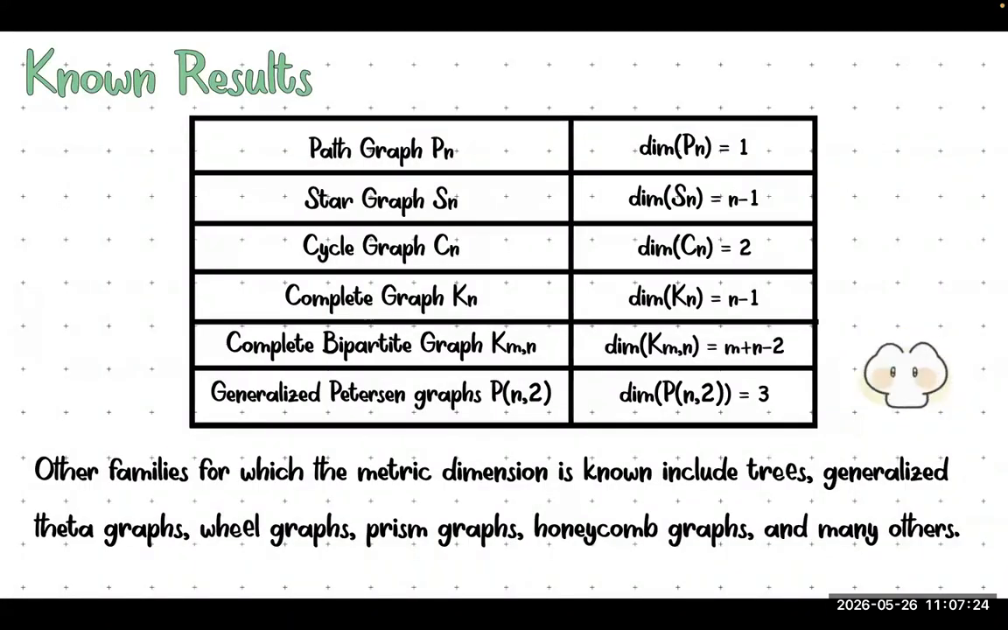There's many results for many families of graphs. For example, the path, the star, complete, and so on. Are there any questions?